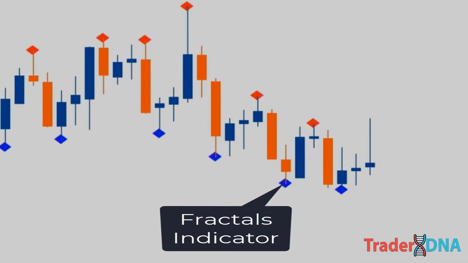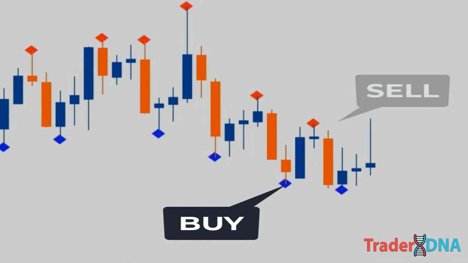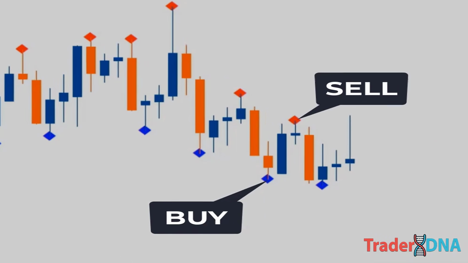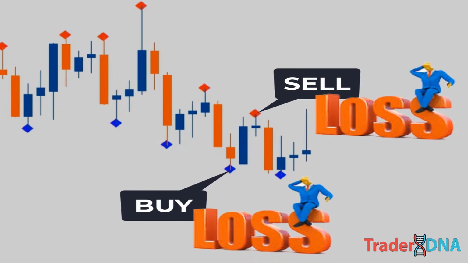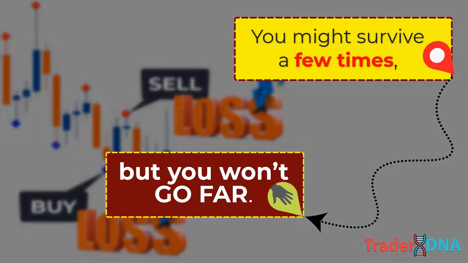A lot of people just see a fractal arrow and think, boom, let's buy, or boom, let's sell, but they're missing a huge piece of the puzzle. The trend. That's right, the overall direction of the market. Are we going up, down, or just sideways like a confused crab? Because if you're trading against the trend, you're basically swimming against a tidal wave with bricks in your pockets. You might survive a few times, but you won't go far.